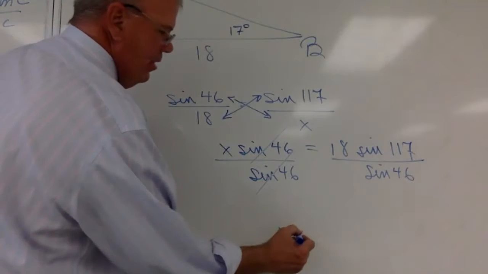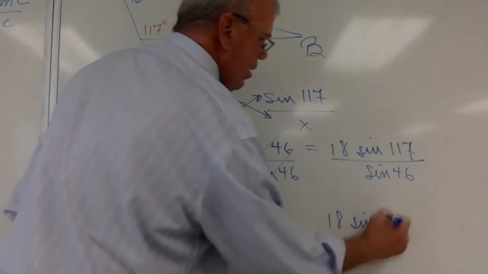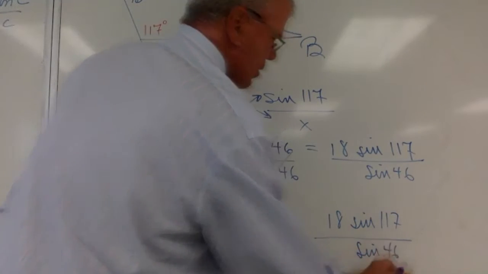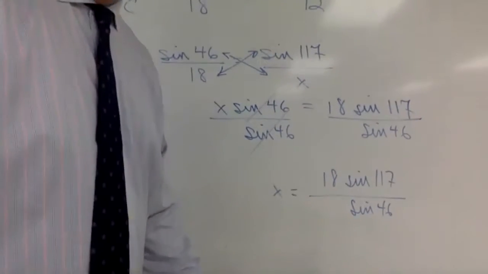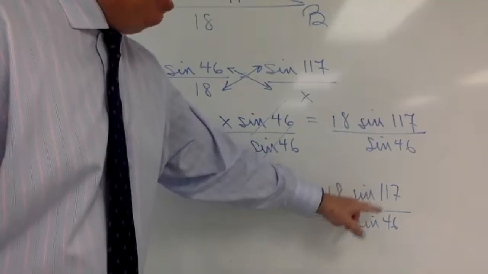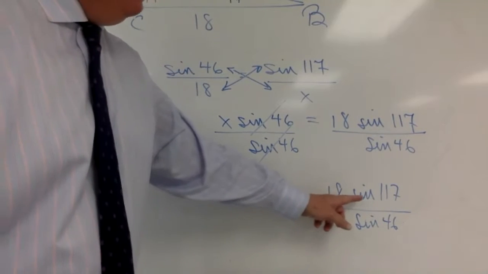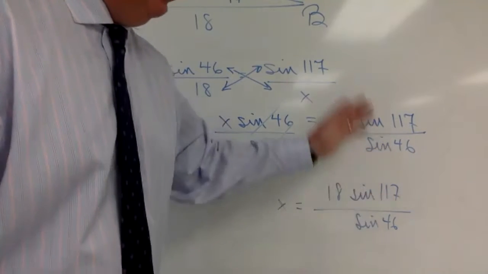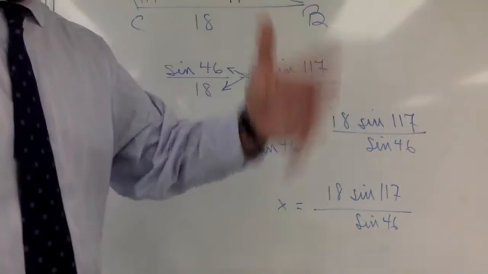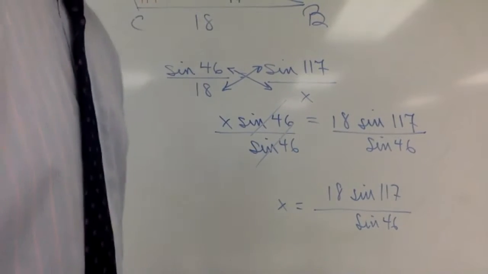Over here, I'm left with x. And over here, I'm left with 18 times the sine of 117 over the sine of 46. Now, fellas, that's just a number. Here's what you don't do. Don't change these to numbers and then do the division. Take out your calculator, do 18 times the sine of 117, close the parentheses, and divide it by the sine of 46, and close the parentheses. And then somebody tell me what you get.